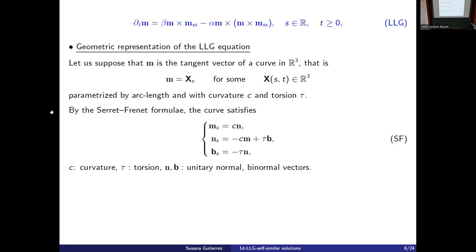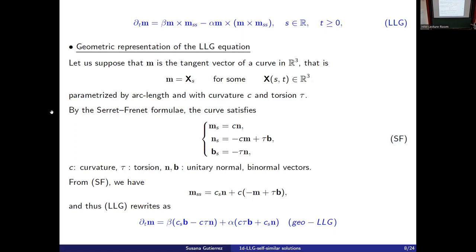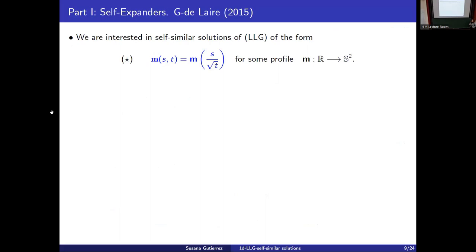So we know that there's a Frenet reference formula for the spatial evolution of the tangent, normal and binormal associated to the curve in terms of the curvature and torsion. So using this reference system of equations, we can compute the second derivative of the profile in terms of these quantities, and we can rewrite this energy equation in terms of these intrinsic quantities in this way. So we're going to start with the self expanders, and then we're going to move into self shrinkers, that we know a little bit better than the self expanders.